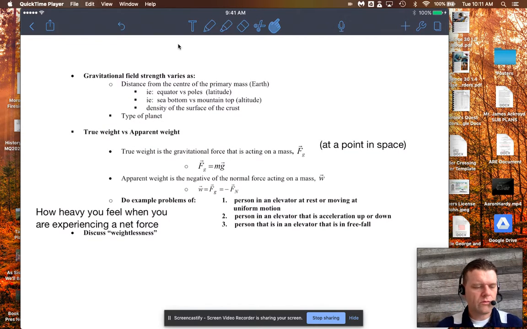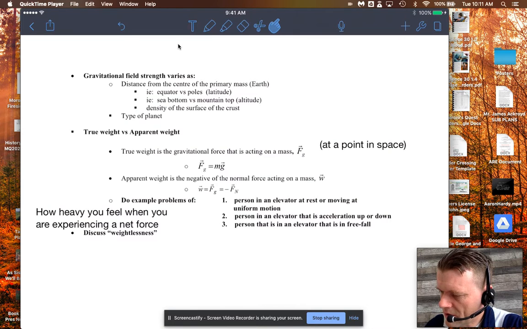Gravitational field strength, as you may have seen in that video, does vary depending on where you're at. The gravitational field strength is greater at the North Pole than it is at the equator because the Earth is bulging as it spins. We always think of the Earth as a perfect sphere, but it actually isn't. So that's why there's a slight increase in the force of gravity at the North Pole.